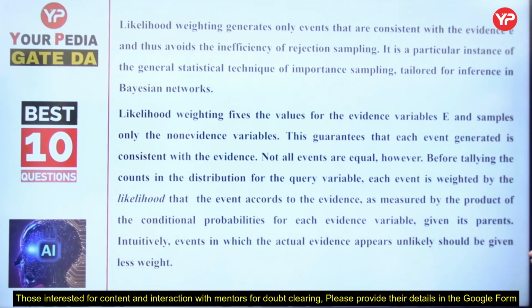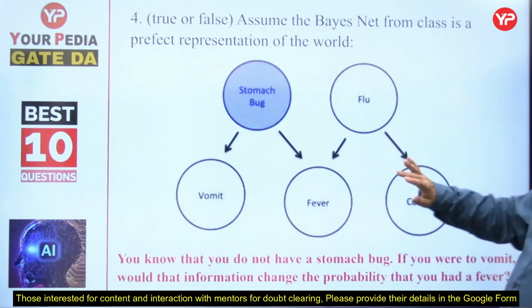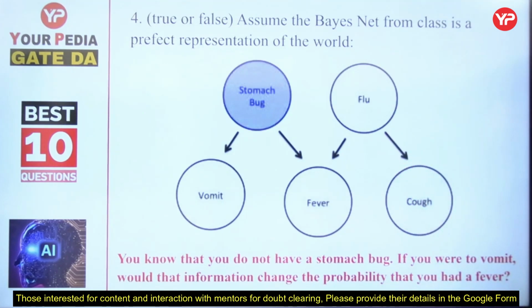This guarantees that each event generated is consistent with the evidence. Not all events are equal, however. Before tallying the counts in the distribution for the query variable, each event is weighted by the likelihood that the event accords to the evidence, as measured by the product of the conditional probabilities for each evidence variable, given its parents. So, intuitively, events in which the actual evidence appears unlikely should be given less weight.